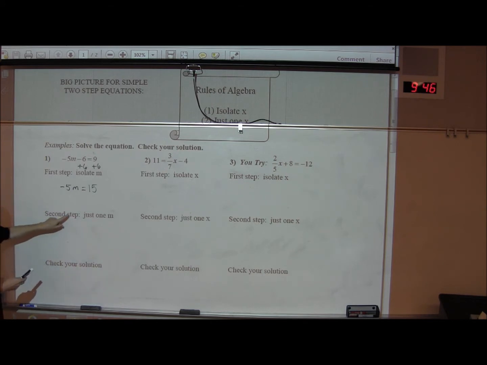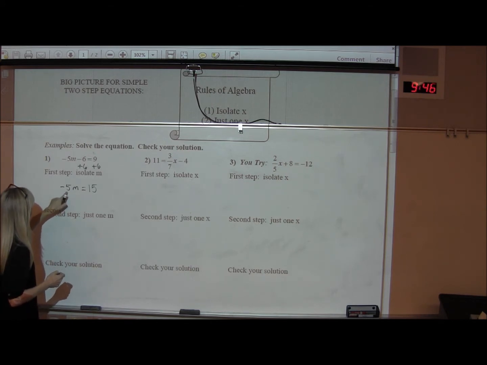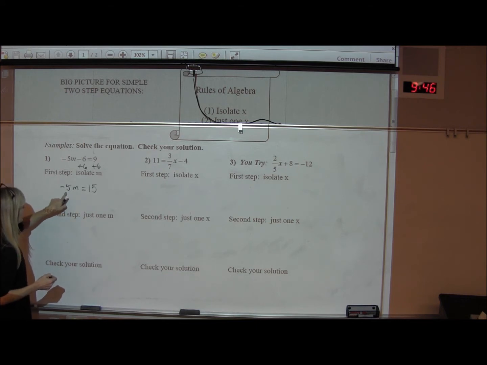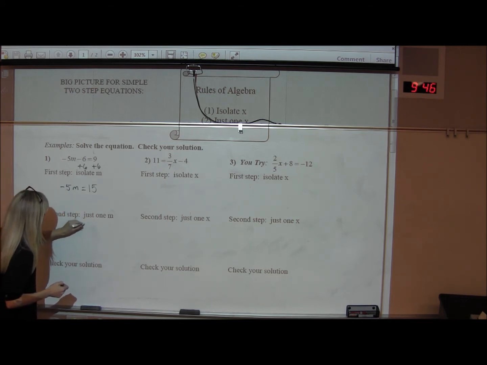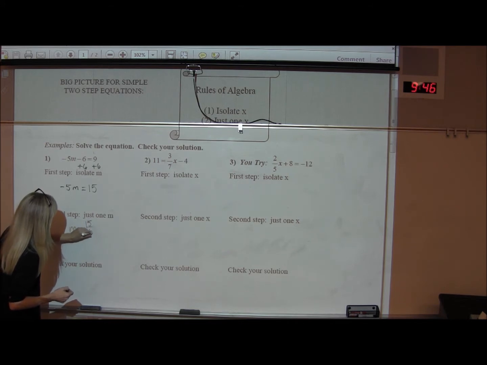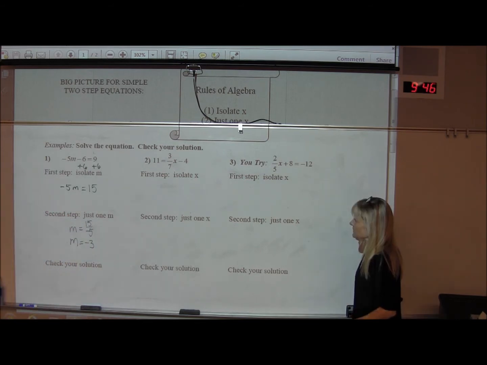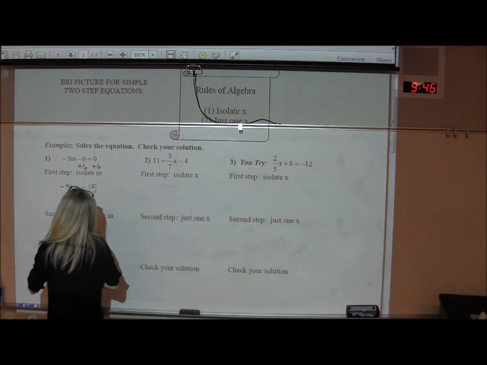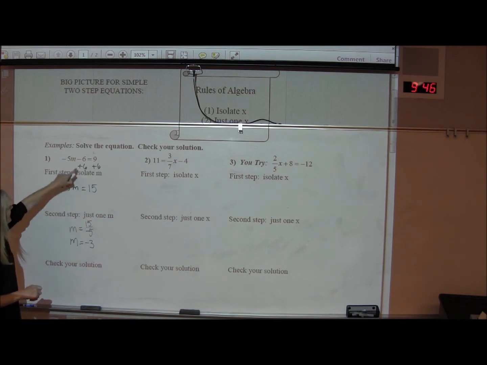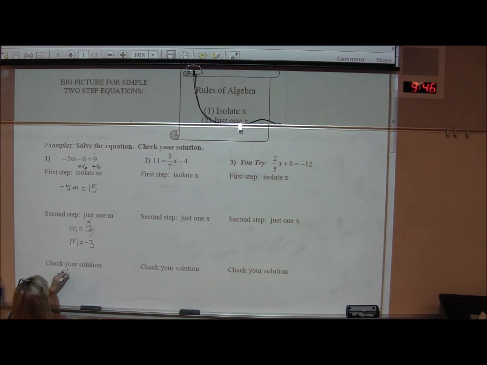Then my second step is just 1m. So then I'm going to be dividing both sides by negative 5. So that I get m equals 15 over negative 5. Well, that's negative 3. So checking your solution just means plugging the negative 3 back in everywhere you see m. So then you have negative 5 times negative 3 minus 6 equals 9. Okay, so that's positive 15 minus 6 equals 9. And there's your check. Okay.